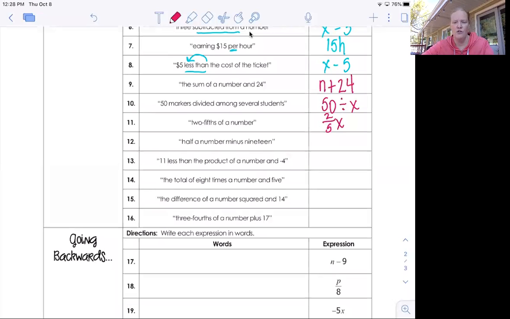All right, so here are the answers. N plus 24, 50 divided by x, and you could have also written it as a fraction like this. Whoa, sorry, there's cats in the background. And then remember, the word of means times, so it was 2/5 times x.